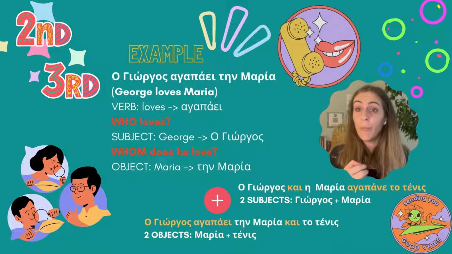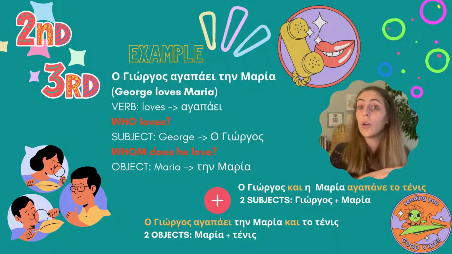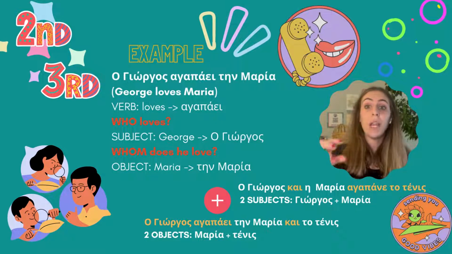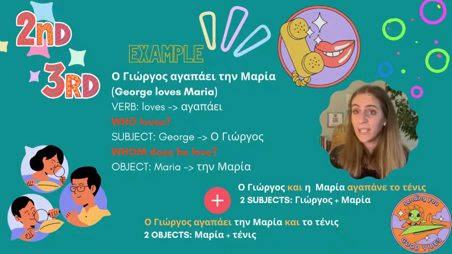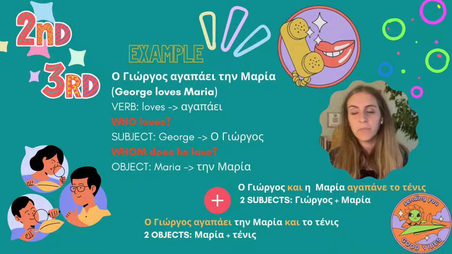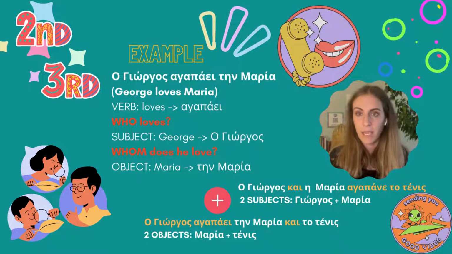We can also have more subjects. Η Μαρία και ο Γιώργος, Maria and George, love tennis. More than one subject. And also in a sentence, we can have more than one verb. That means that you need to do this basic syntax to each one of these verbs. And sometimes subjects or objects, or maybe both, can be the same for more than one verb. But the rules stay the same.